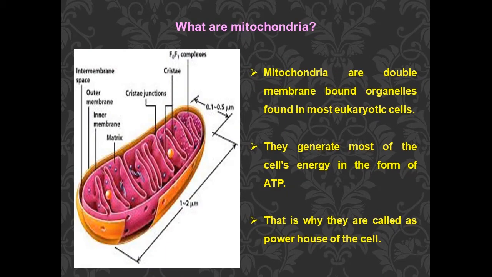I am here to demonstrate the technique of staining of buccal epithelial cell for identification of mitochondria. First, let us recall what is mitochondria. Mitochondria are double membrane bound organelles found in most eukaryotic cells. They generate most of the cell's energy in the form of ATP, that is adenosine triphosphate. That is why they are called as powerhouse of the cell.